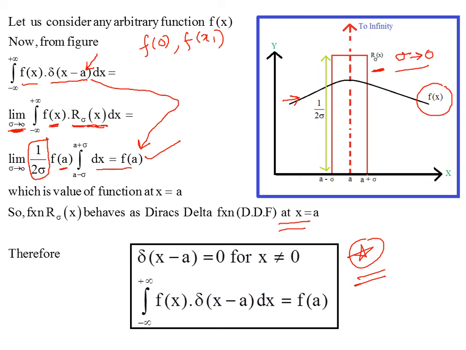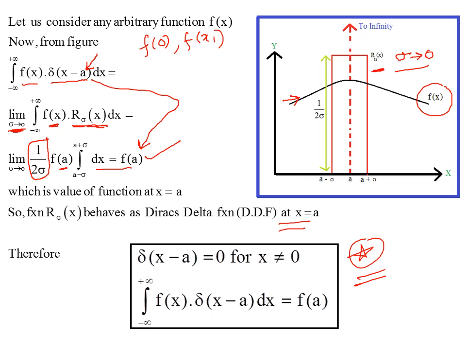The value of the function is 1 by 2 sigma, as we have done in the previous slide, and this f of x converts to f of a, and when you solve this, it will fetch us the value f of a, because our working point was a. In the last slide our working point was 0 or x1, so we got the points f of 0 or f of x1. Here the working point is a, therefore we get the value f of a.